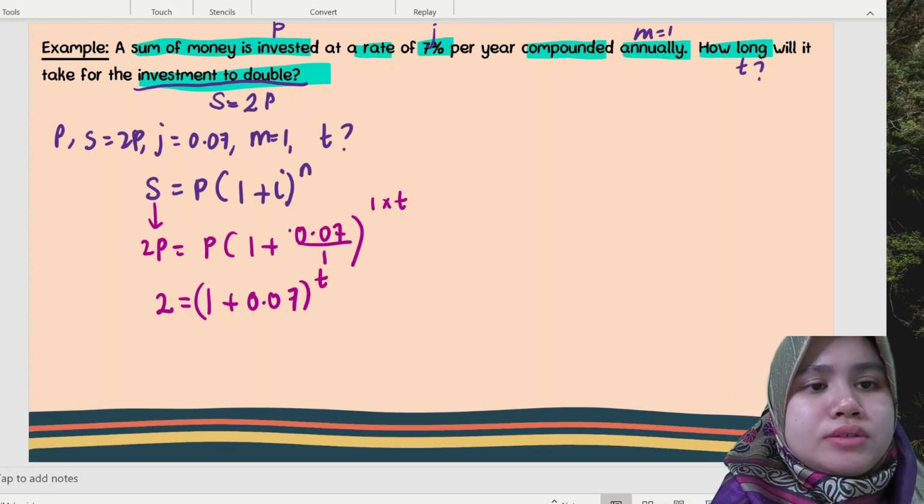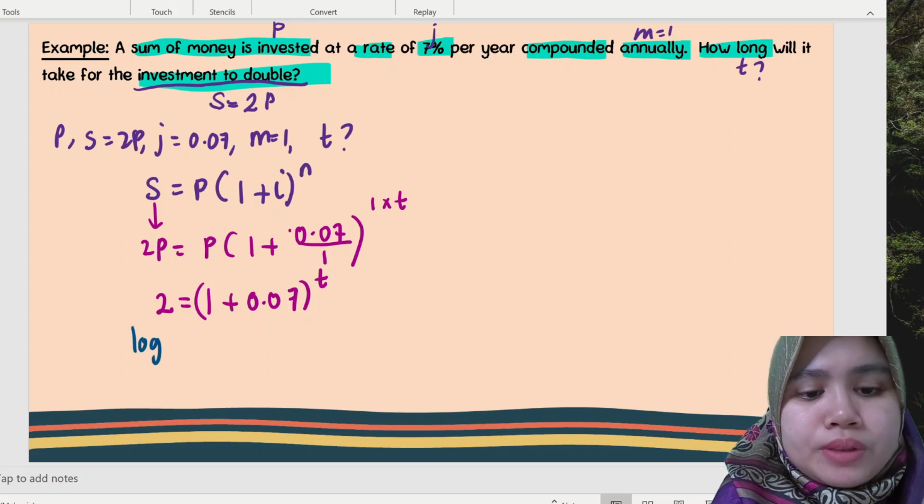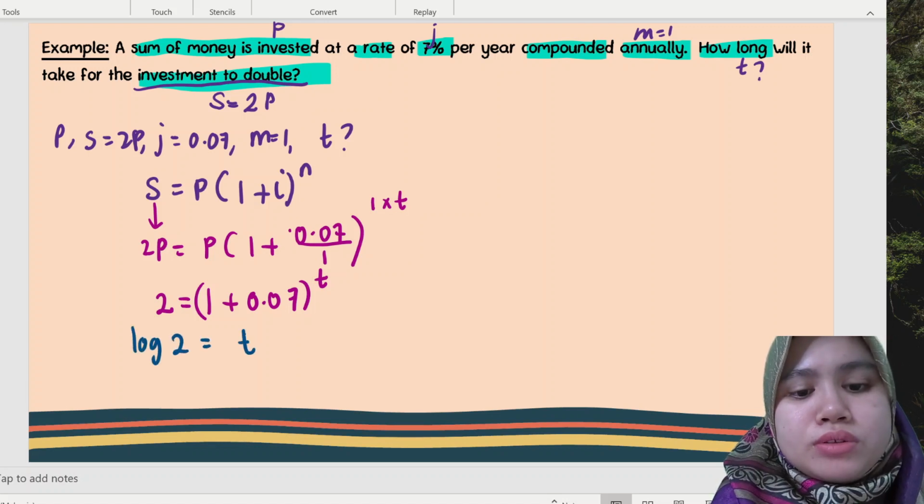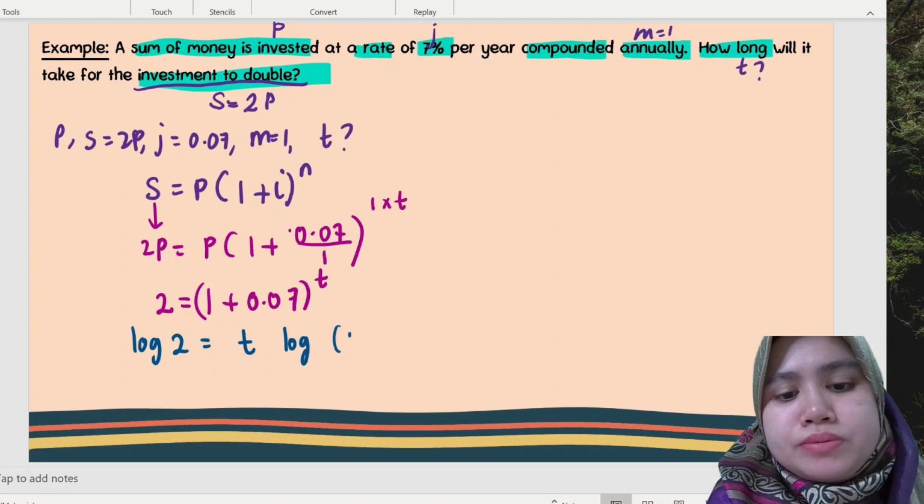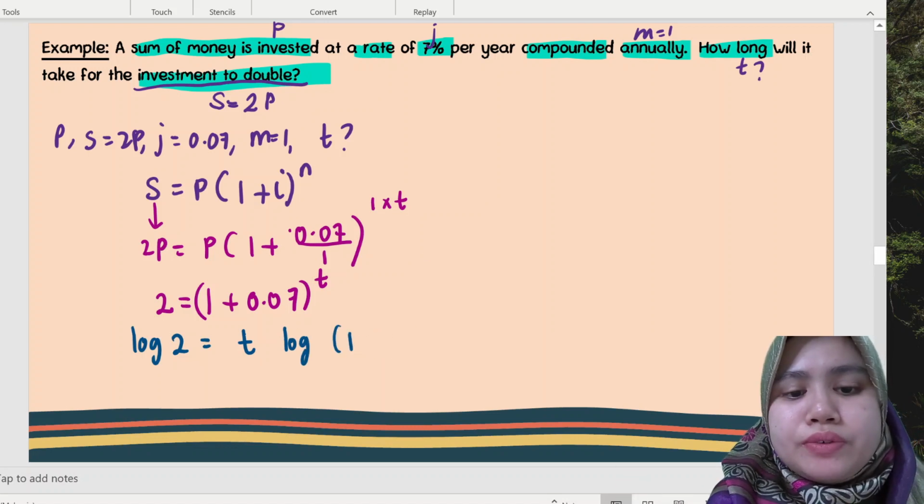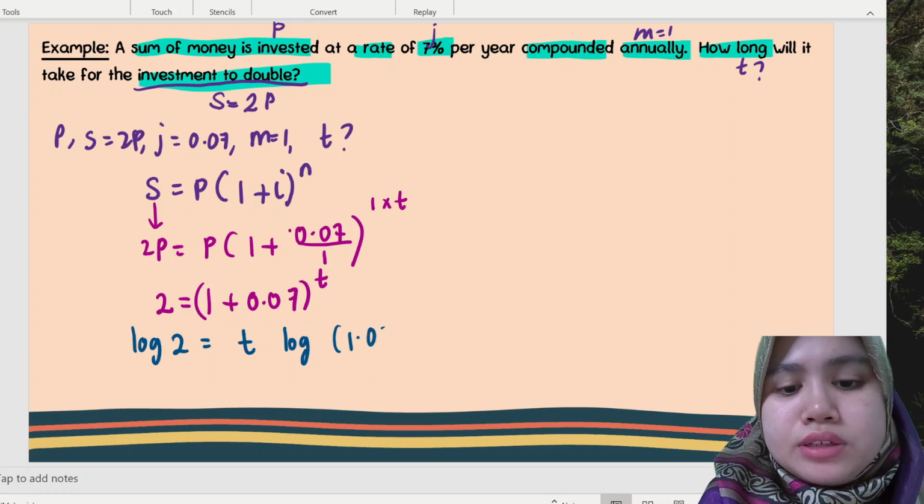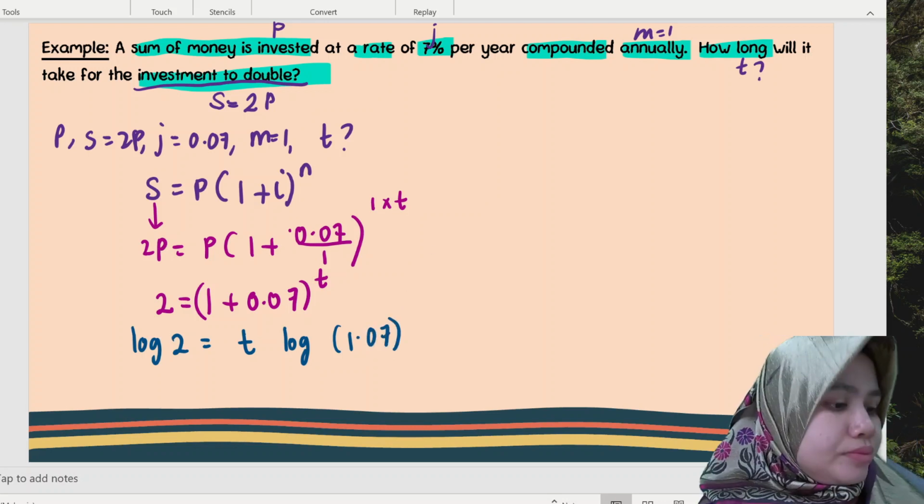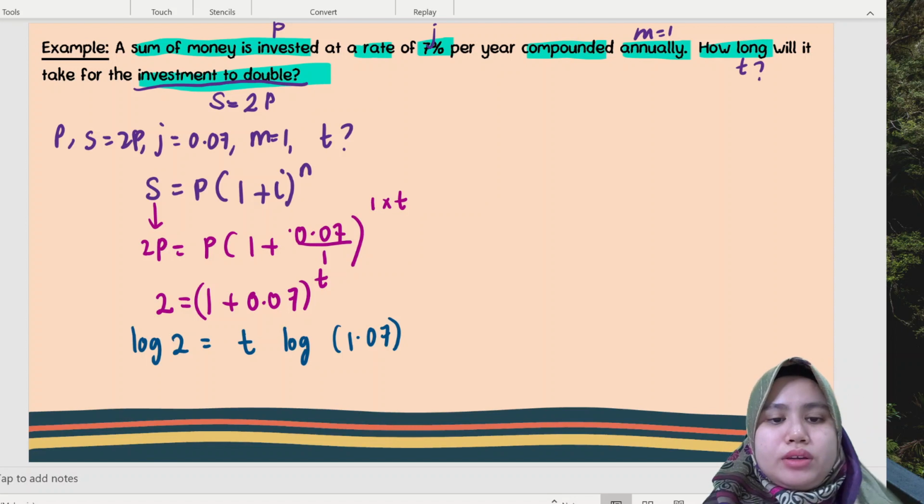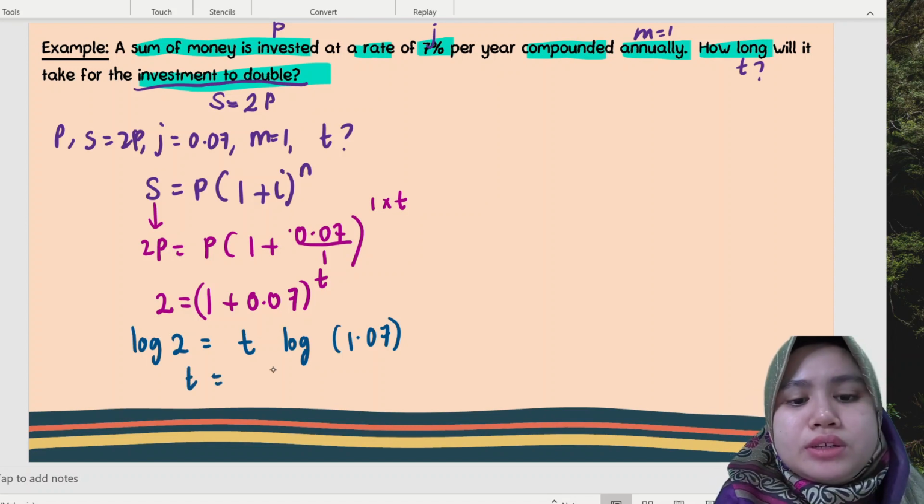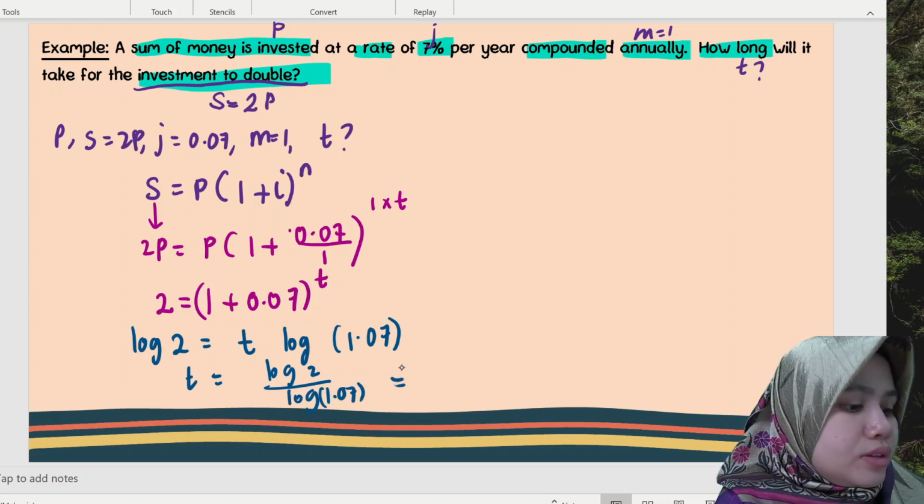Alright, what do you see here? I saw something interesting here. I can put log, right? log of 1.07. I can just edit the value there. Okay, so your T is, just take log 2 divided by log 1.07.